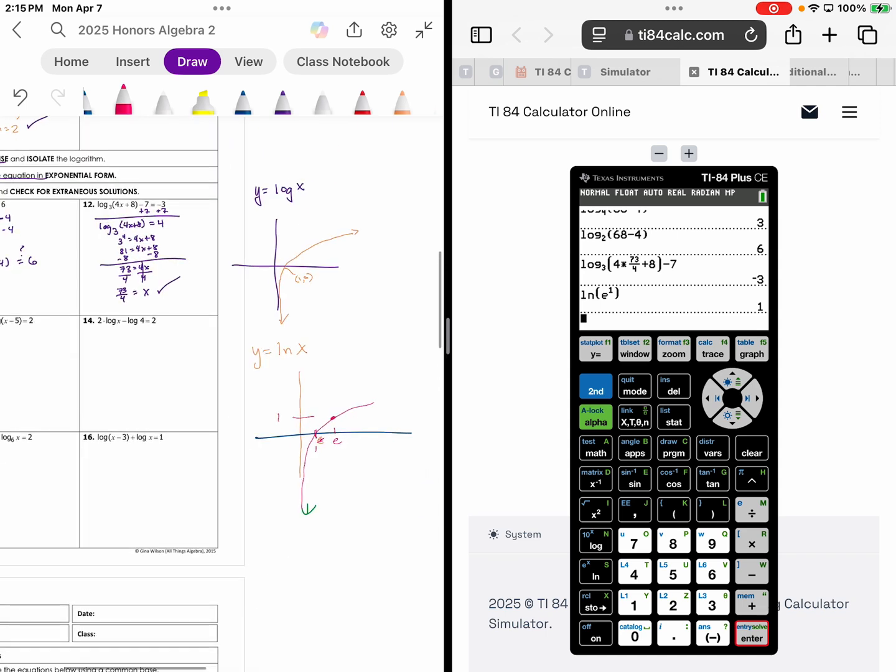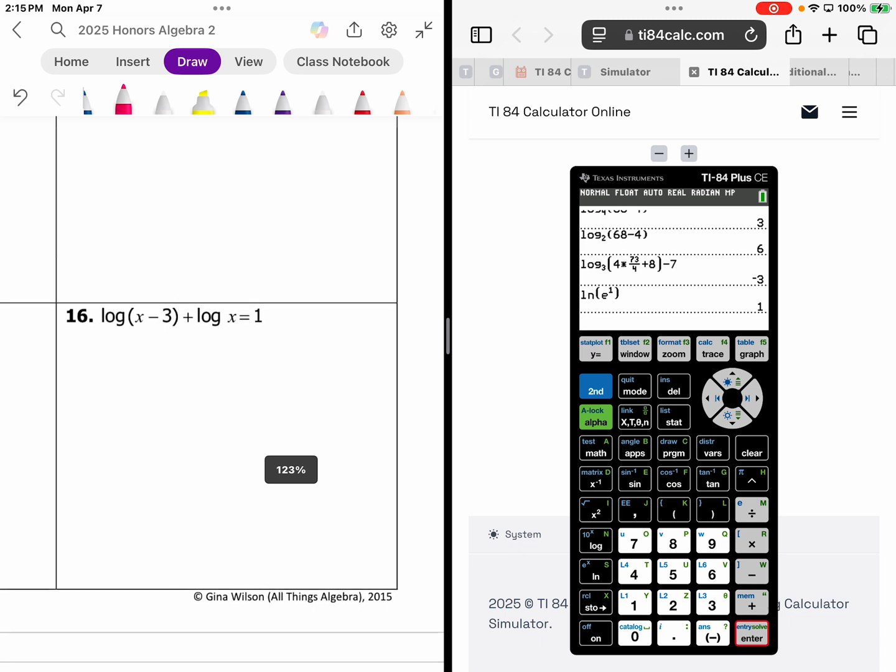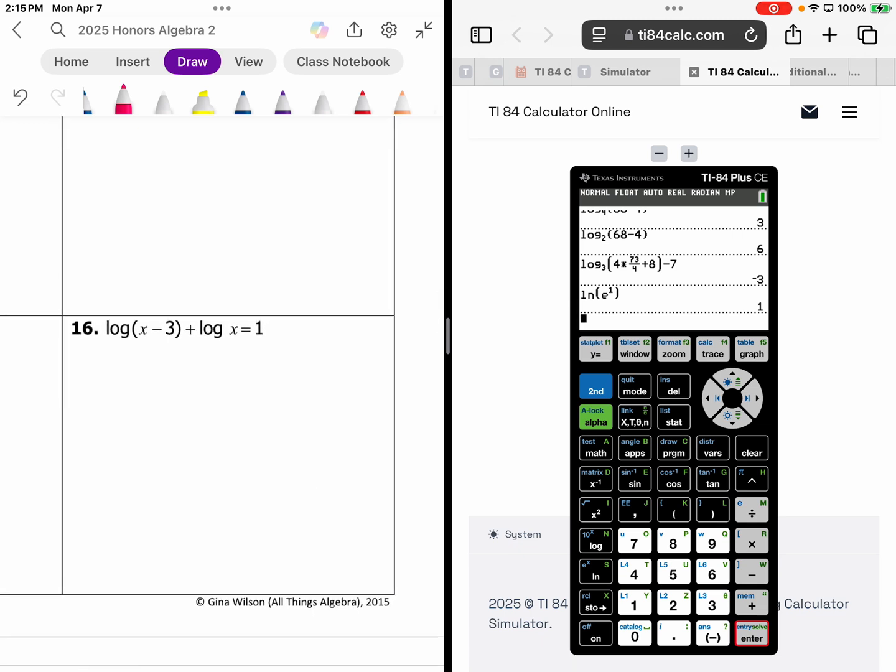Why don't you try number 16 for me? Give you a head start on 16. Think about how you need to condense the left side.